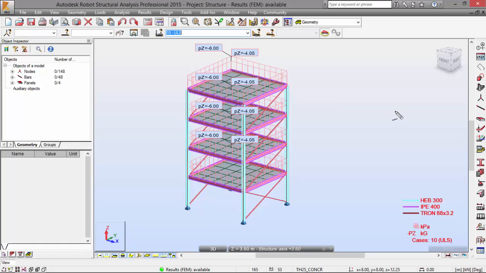And this is just the ultimate limit state combination, which was made by 1.35 times the permanent load plus 1.5 times the live load.